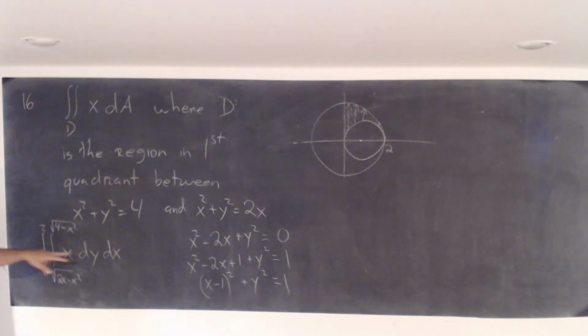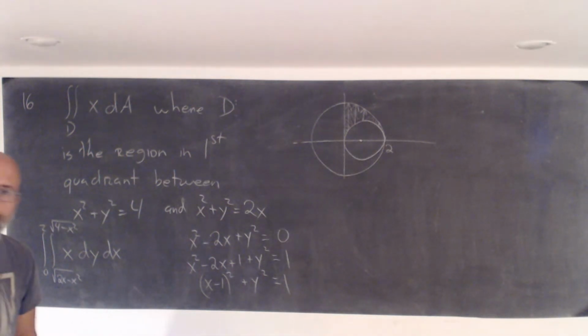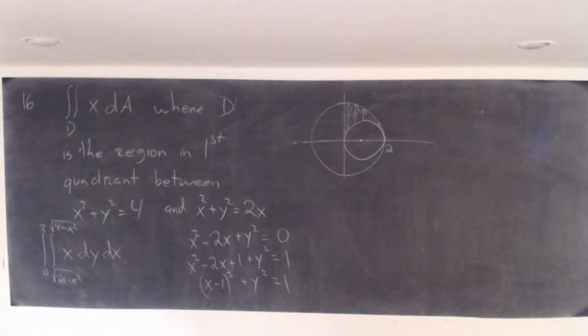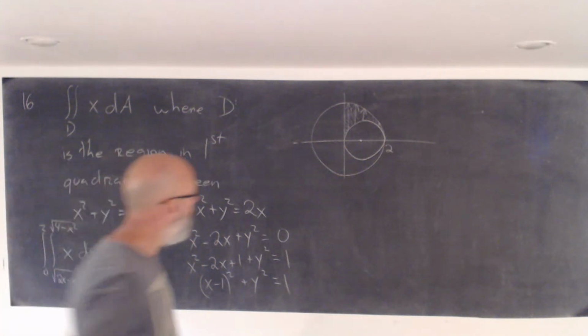X times this is easy to integrate with respect to x. A simple u substitution does the trick. But x times that, we're in trouble. Not a great deal of trouble, but you have to complete the square, make a trig substitution. There's a bit of work there. There's enough work that we're going to ask the question, what if we switched to polar? Would it make the whole thing simpler?